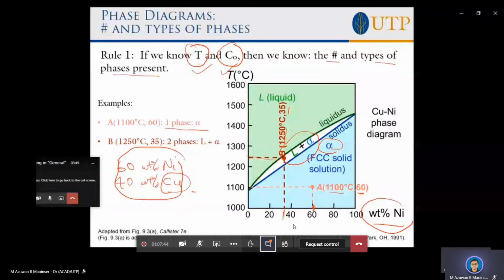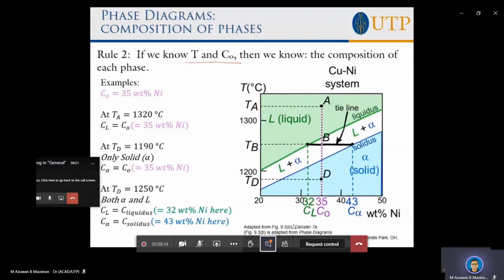So it's not difficult dealing with phase diagram. All the answers are in the phase diagram. I'm sure you're going to have issues with phase diagram, because students always say that they don't understand it, but you better listen carefully. It's very, very important to understand phase diagram. It's not difficult at all if you listen very well to the lecture. And rule number 2: if you know T and C0, that means you define your point on the phase diagram.